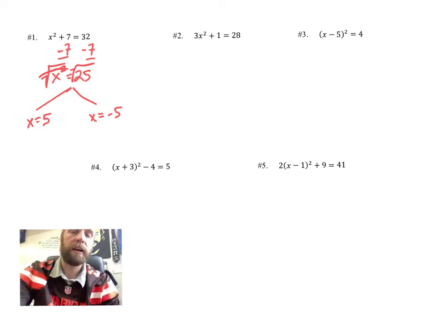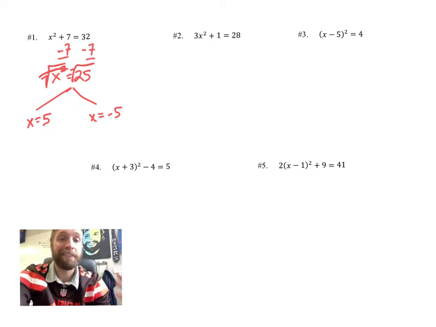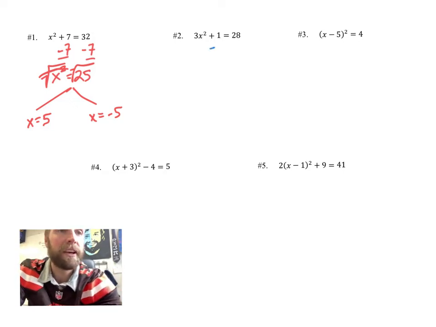And our next one, again, we're just solving for x. I like to call it get rid of the extra junk, so that 1 is definitely not needed there. We can go ahead and subtract that 1 out of the way. That gives us 3x squared equal to 27.